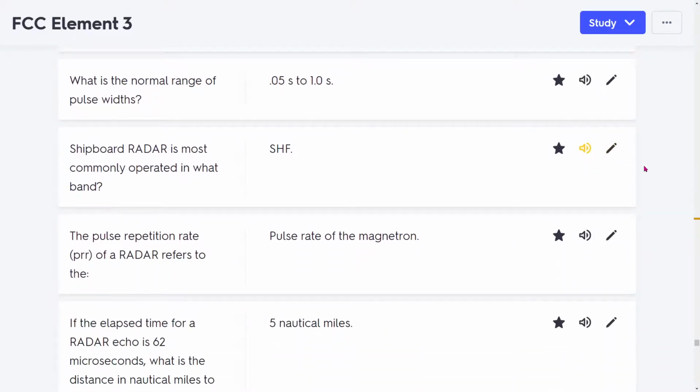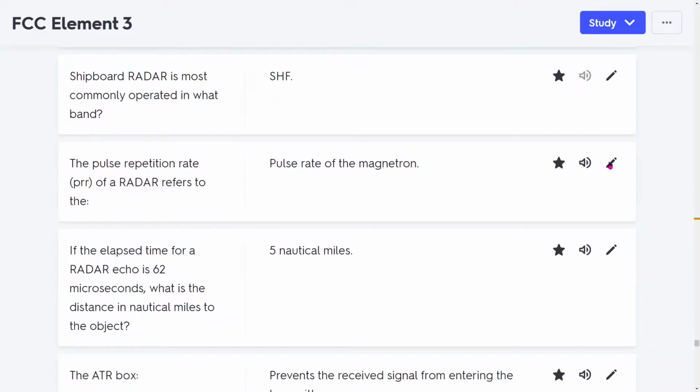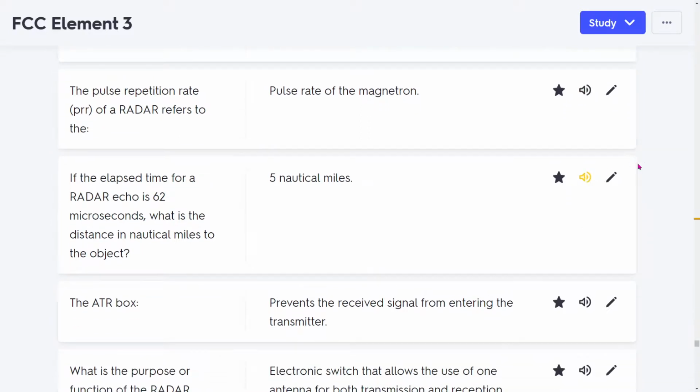Shipboard radar is most commonly operated in what band? SHF. The pulse repetition rate of a radar refers to the pulse rate of the magnetron. If the elapsed time for a radar echo is 62 microseconds, what is the distance in nautical miles to the object? 5 nautical miles. The ATR box prevents the received signal from entering the transmitter.